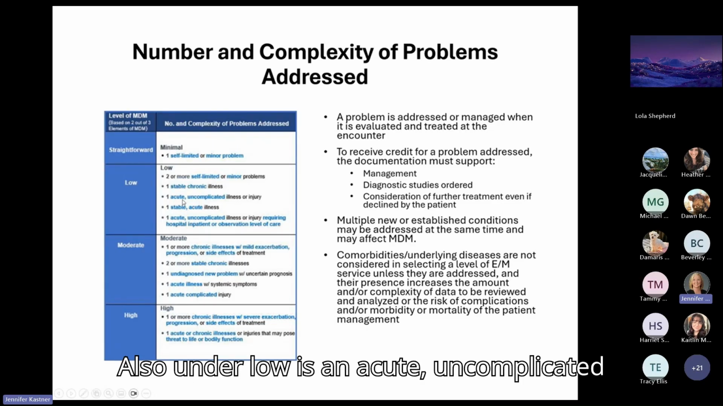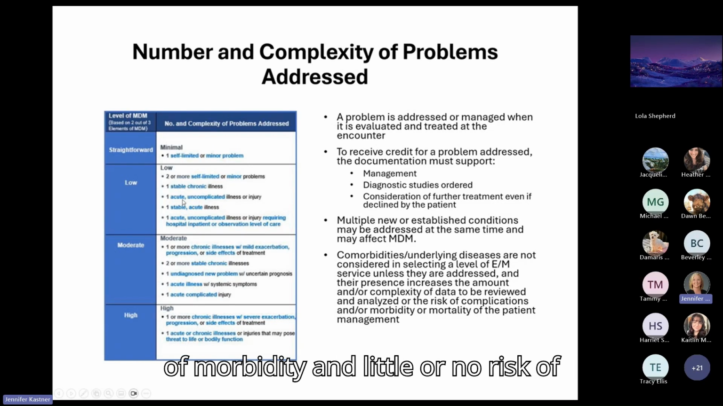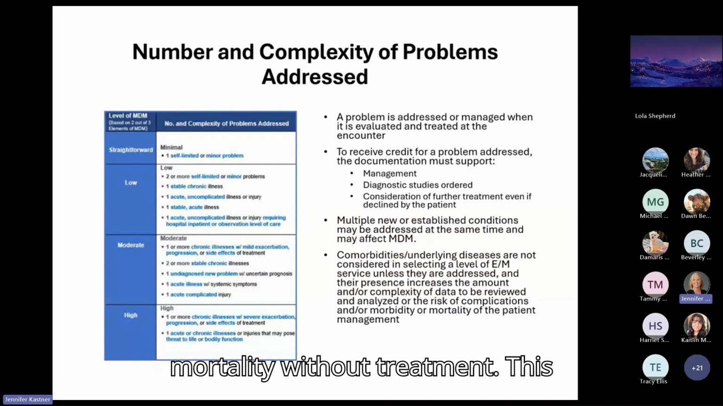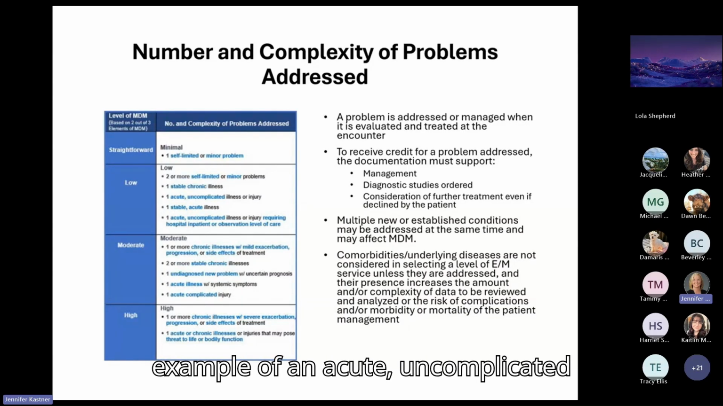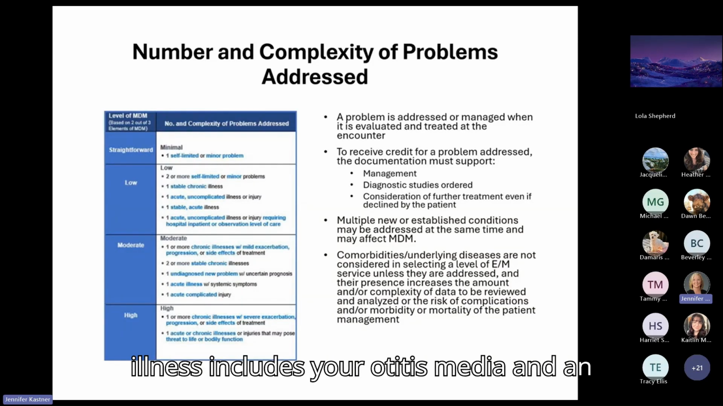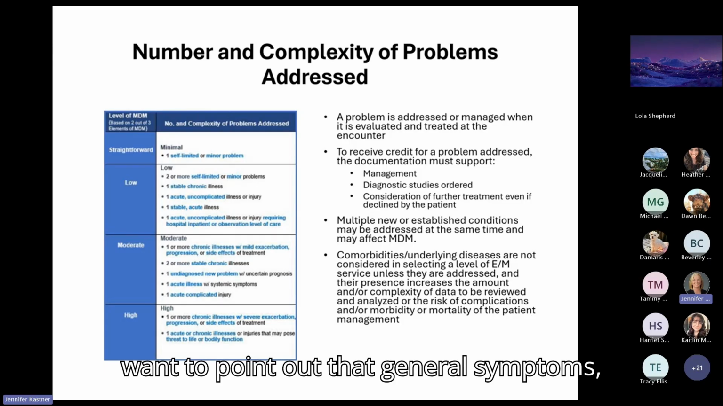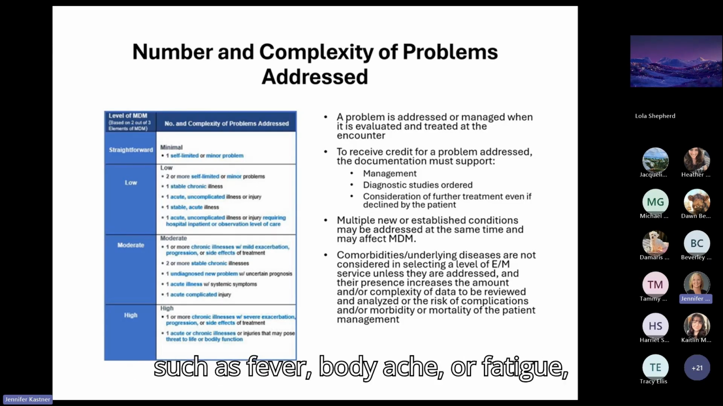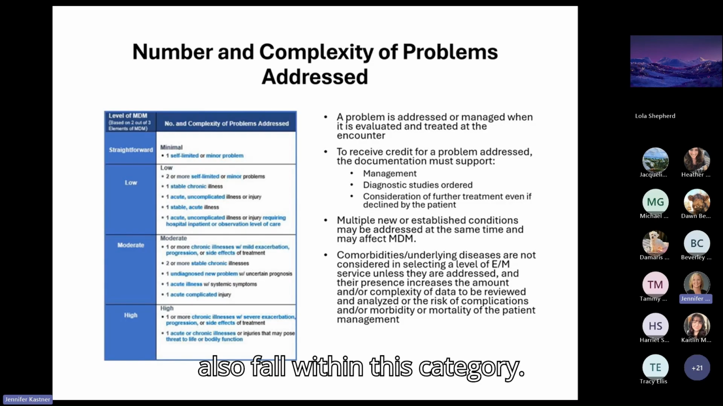Also under low is an acute uncomplicated illness or injury. These have a low risk of morbidity and little or no risk of mortality without treatment. This category involves self-limited or minor problems that are not resolving. An example of an acute uncomplicated illness includes your otitis media and an acute case of allergic rhinitis. I want to point out that general symptoms such as fever, body ache, or fatigue also fall within this category.